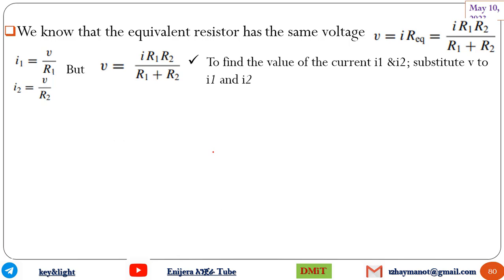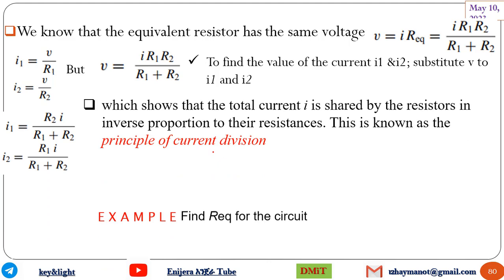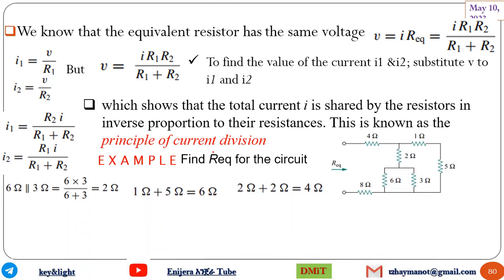Then to find the value of the current, I want to substitute V to I1, derivation ለማሳየት ነው። የተለየ ነው። Then in equivalent መስራት ነው። As the equivalent resistance ከየት ነው የምንጀምረው?